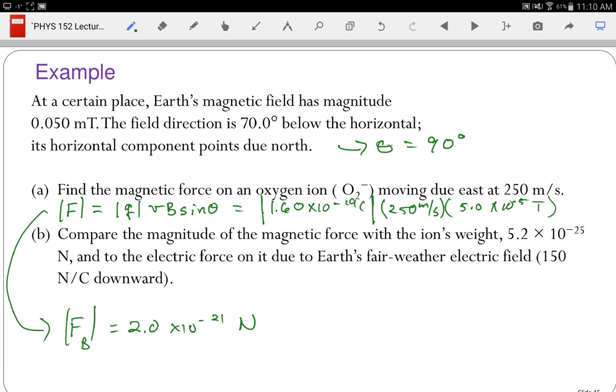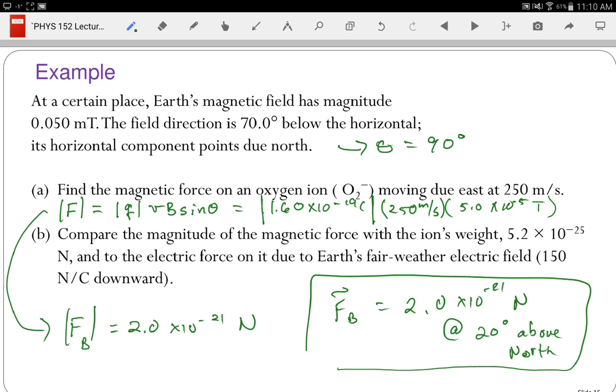So what direction is my thumb pointing? 70 degrees down. Right? Yeah, this is 70 degrees. I'm sorry, I did the math already. Yeah, so it's 20 degrees. It's 20 degrees above horizontal north. So it's northerly at 20 degrees above north. So there's my force vector.